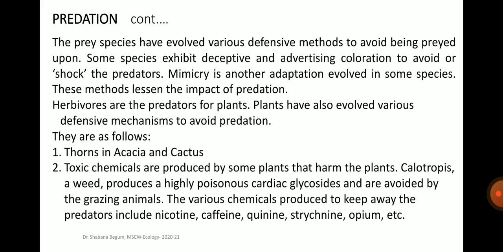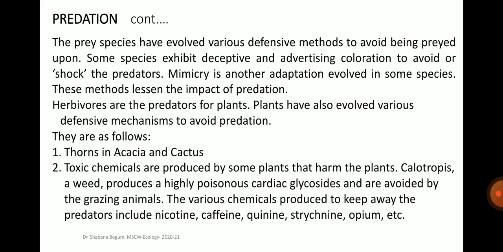During this interaction, the prey species have evolved various defensive methods to avoid being preyed upon. Some species exhibit deceptive and advertising coloration to avoid or shock the predators. Mimicry is another adaptation evolved in some species. These methods lessen the impact of predation. Herbivores are the predators for plants. Plants have also evolved various defensive mechanisms to avoid predation.